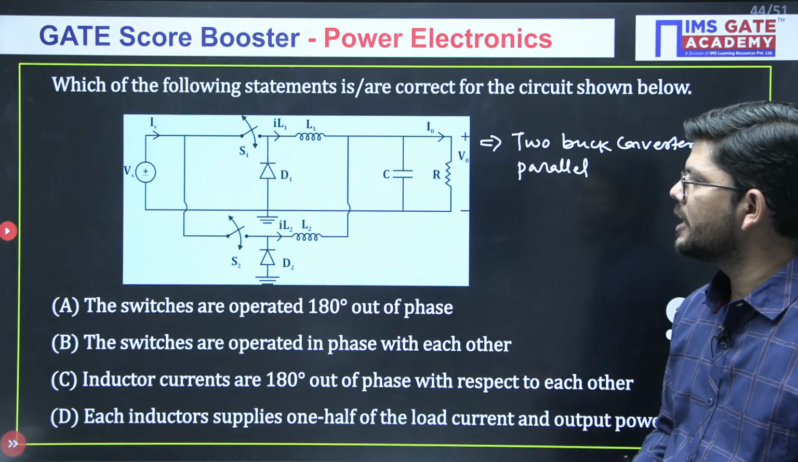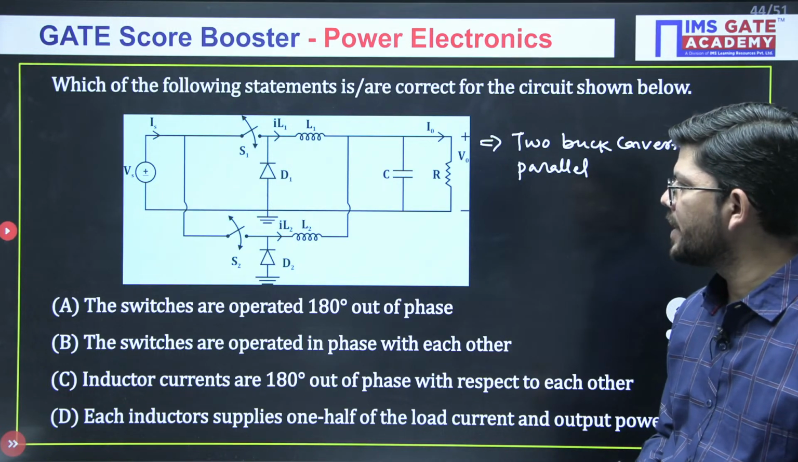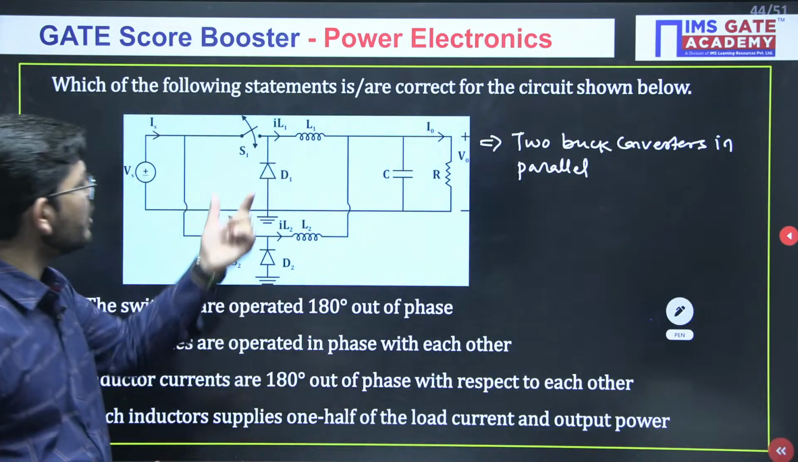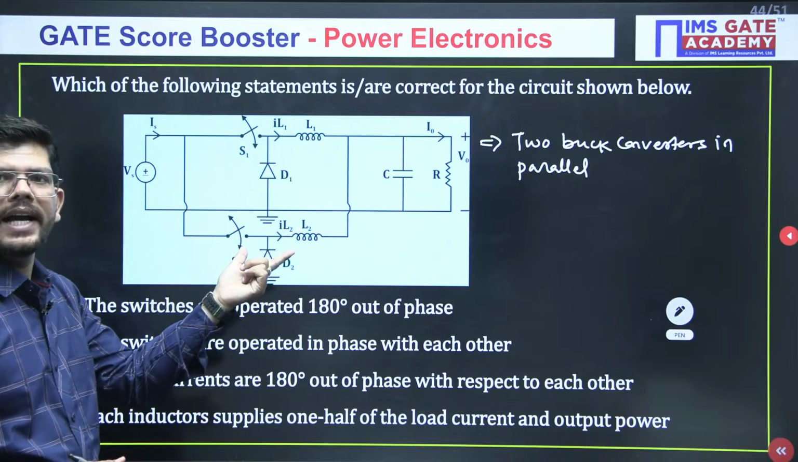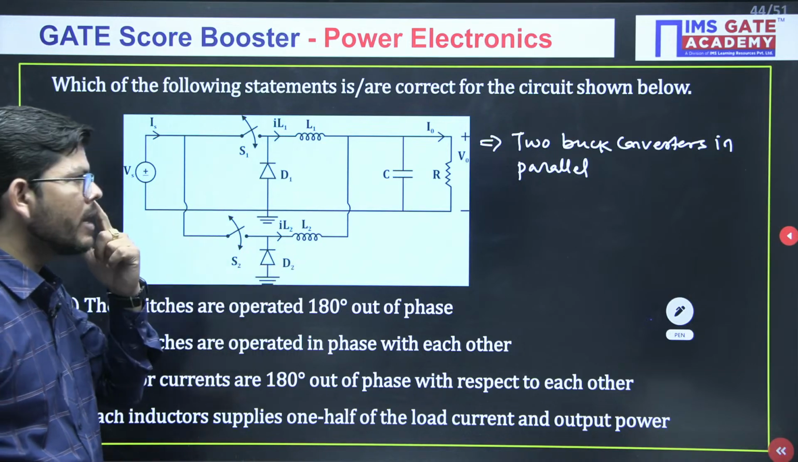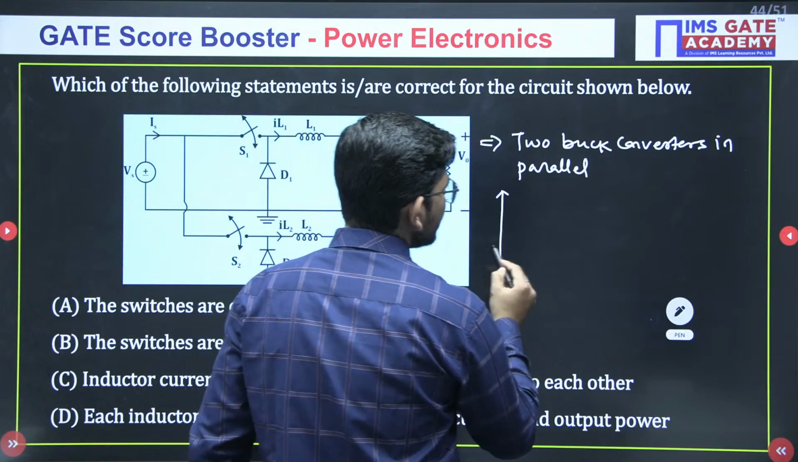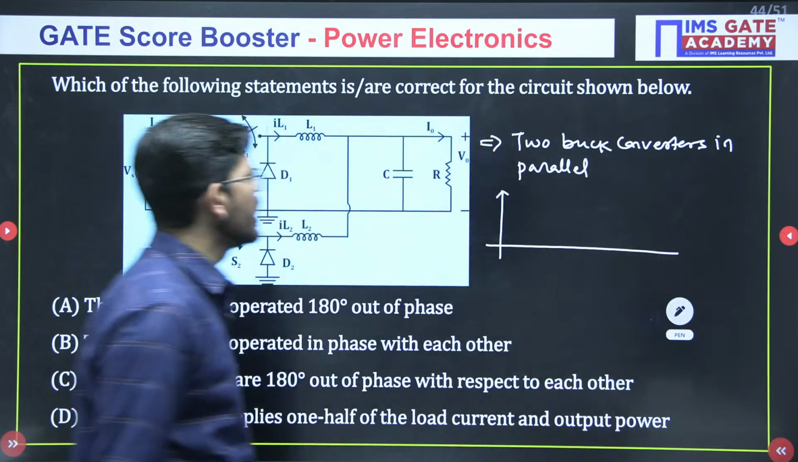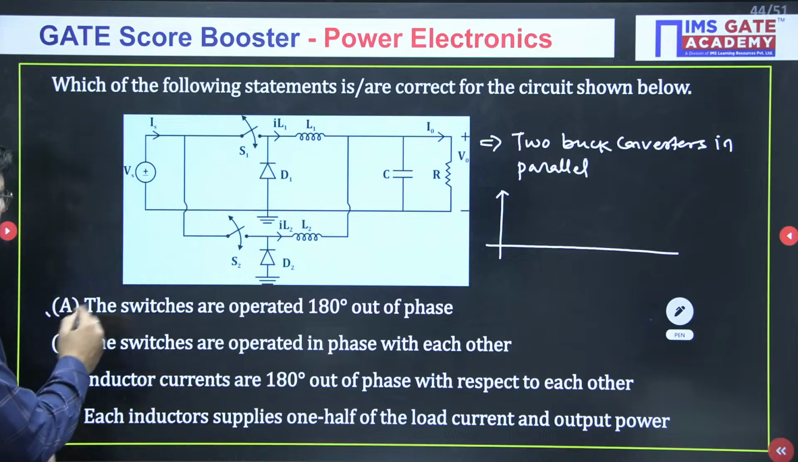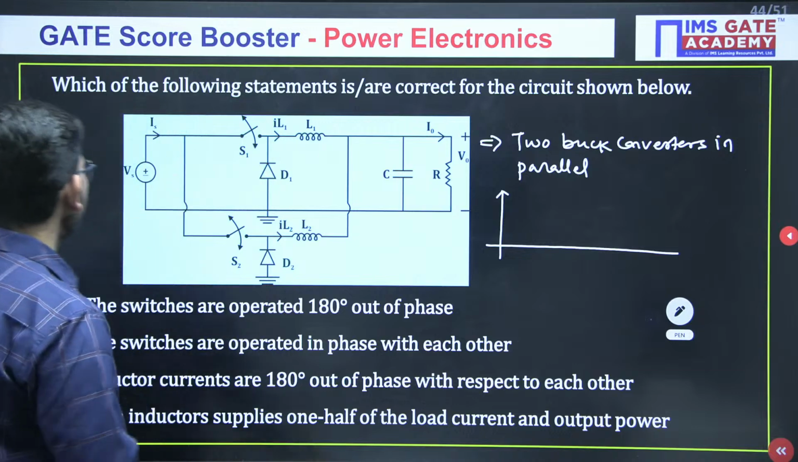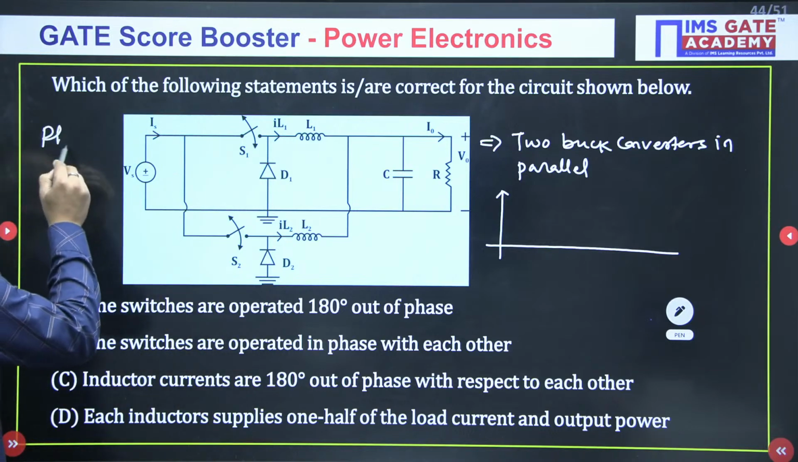So, which of the following statements are true? The switches are operated 180 degree out of phase. Yes, this is correct. If you see, there are two converters which are identical to each other. Okay. So, what will happen? Normally, why do we do this? Just because of this. Normally, this option is correct. The switches are operated 180 degree phase shifted. Okay, the phase shift is given by this amount.